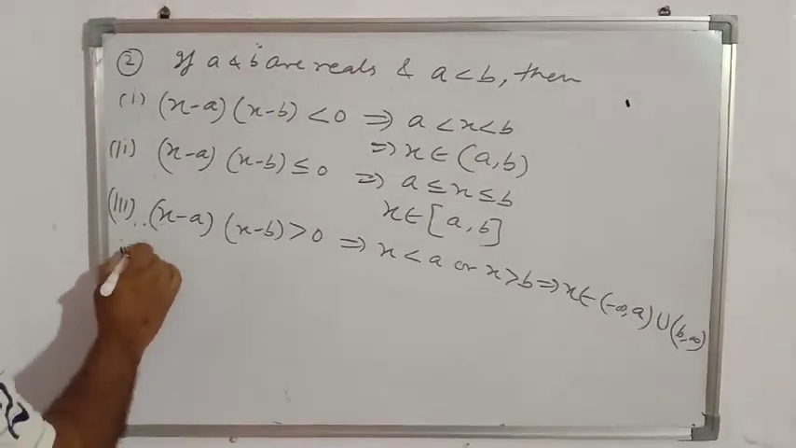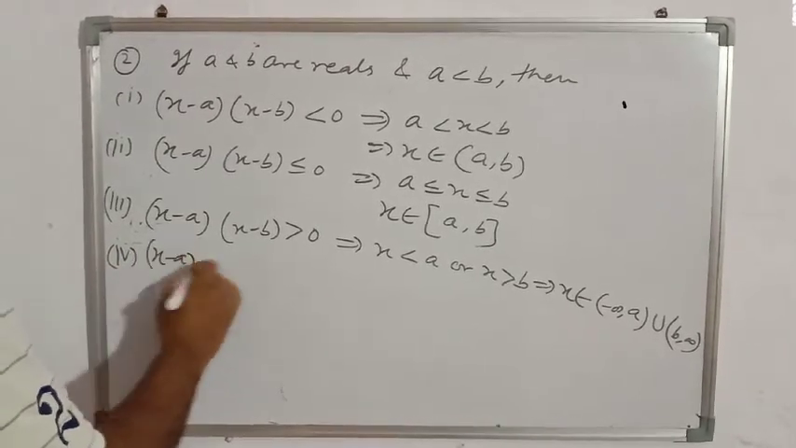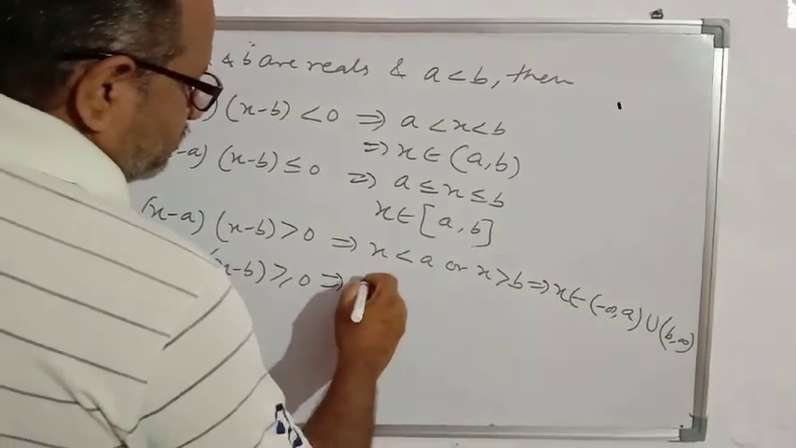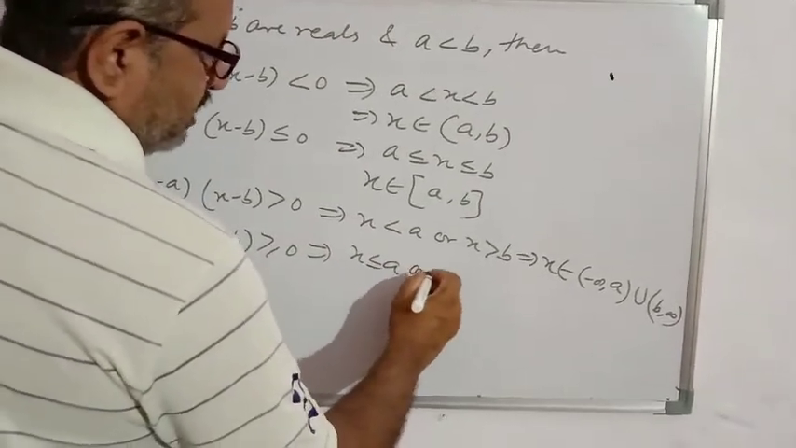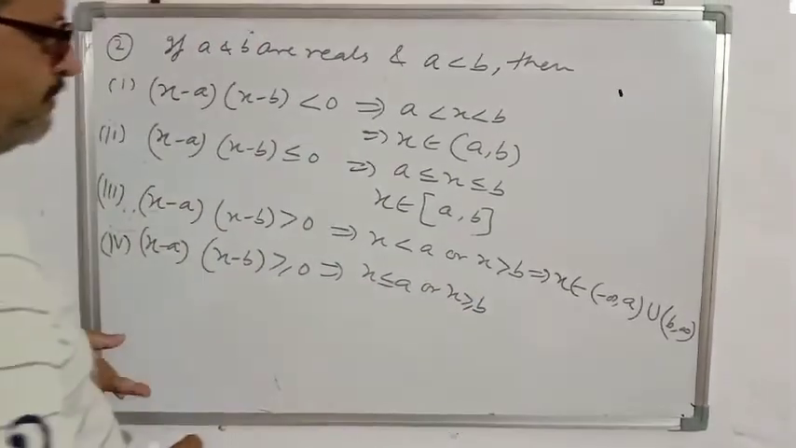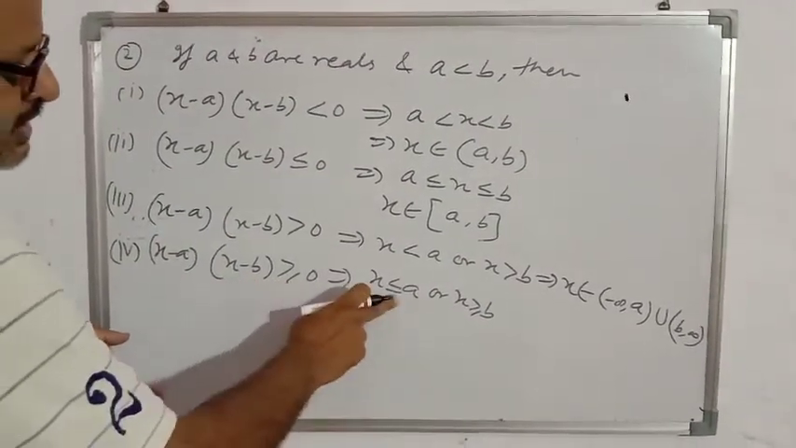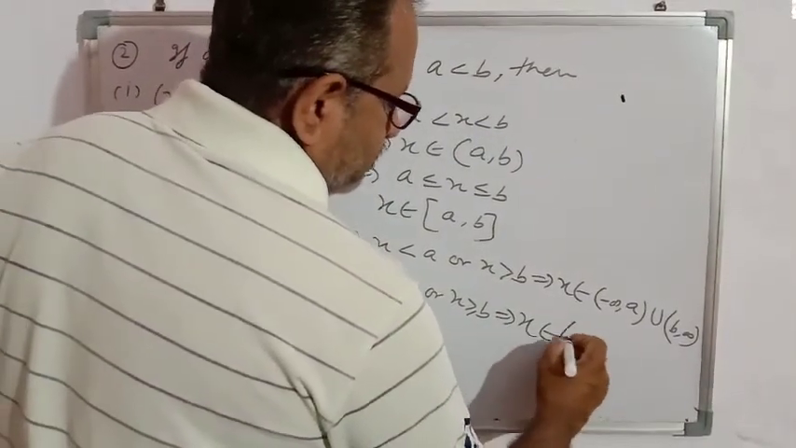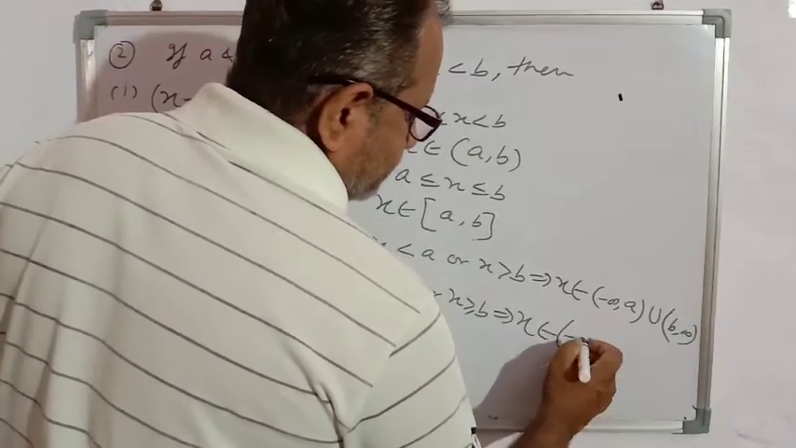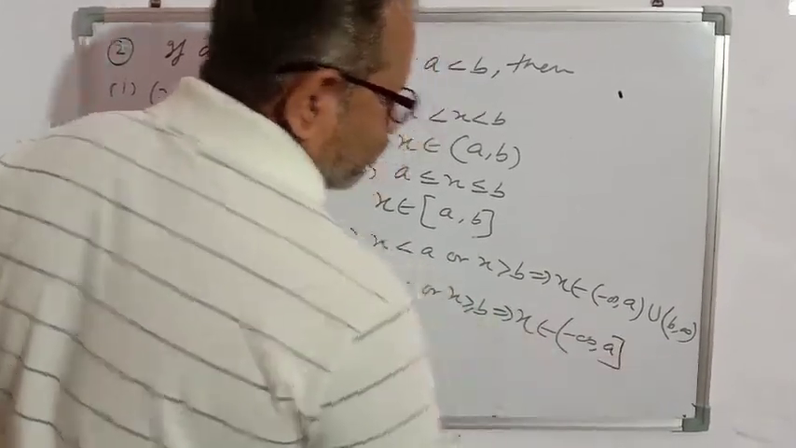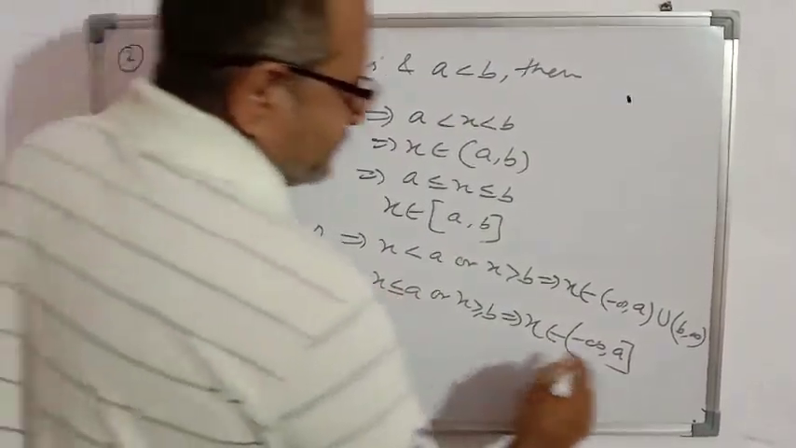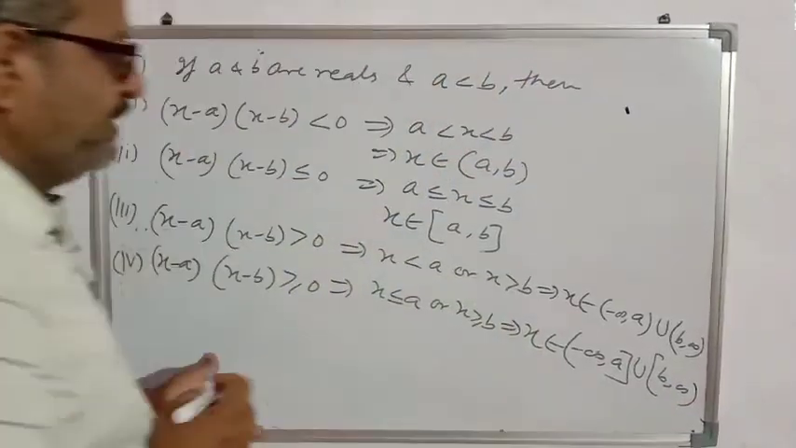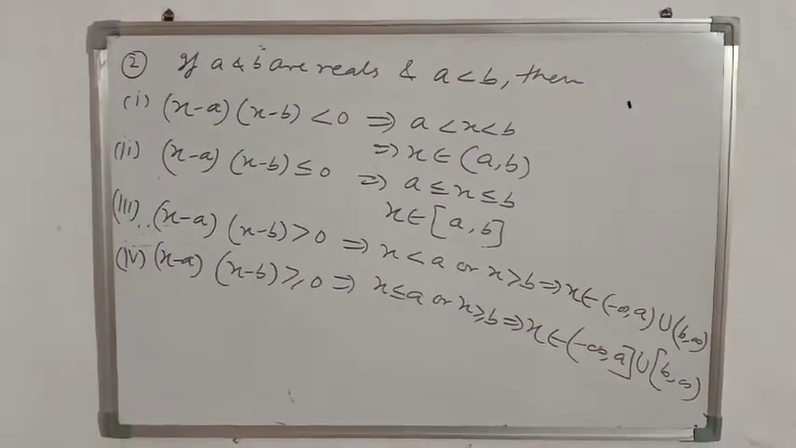And last, x minus a, x minus b greater or equal to 0. So we will write x less or equal to a or x greater or equal to b. If greater or equal sign, here also we will put greater or equal sign. It means x belongs to minus infinity, and here we will put closed interval because a is included here, union closed interval b up to infinity. So these four cases we have to remember it.